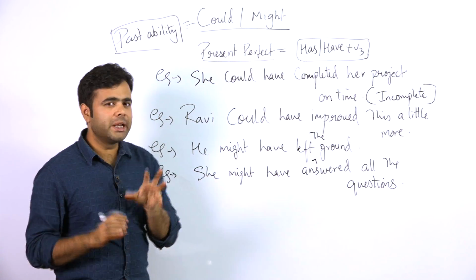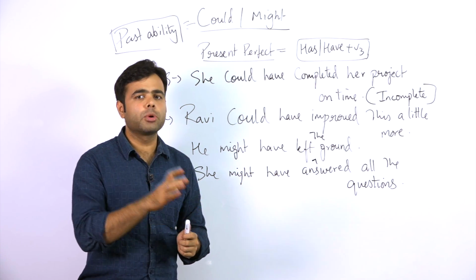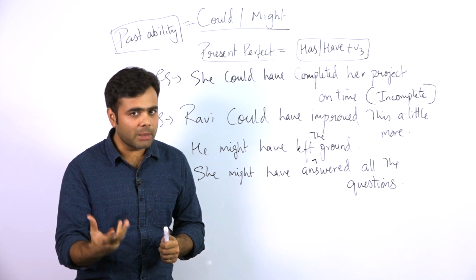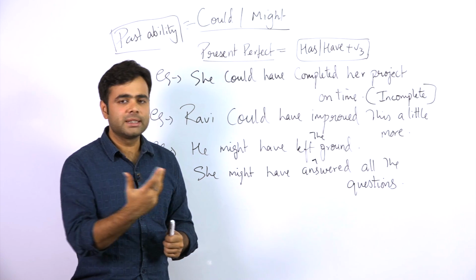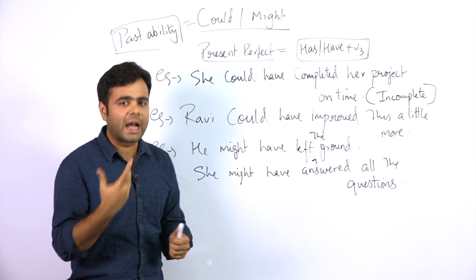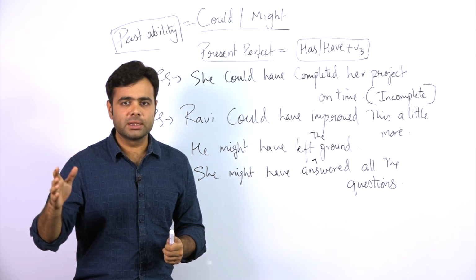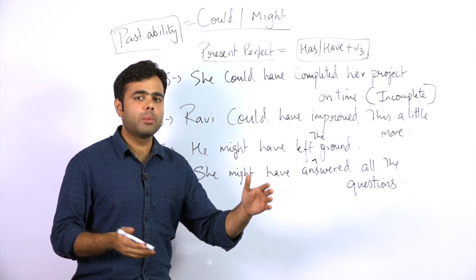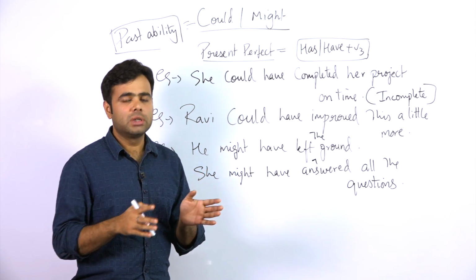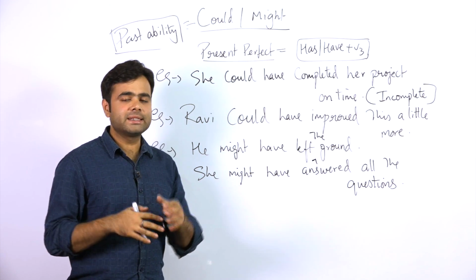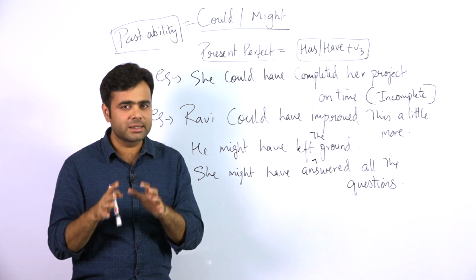She could have completed her project on time. It means we expected her to complete the project, but she has not completed it. So we are telling someone else that she could have completed her project on time. You could have done better. They could have performed a little better. I could have explained to you a little more. These sentences actually tell that there is something incomplete. There is an action which is incomplete.